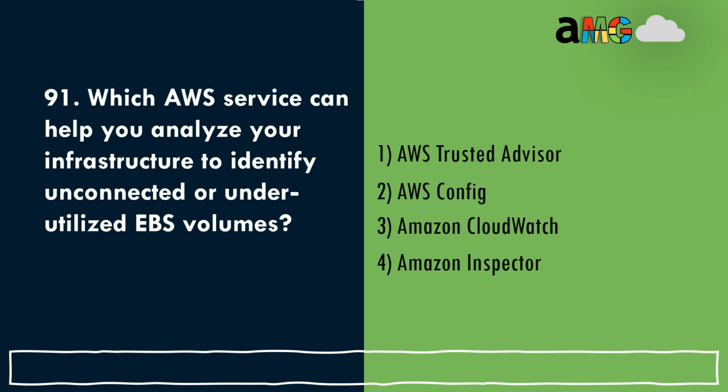Question number 91. Which AWS service can help you analyze your infrastructure to identify unconnected or underutilized EBS volumes? Please observe the options and choose the correct answer. You have 10 seconds in your hand. Your time starts now.